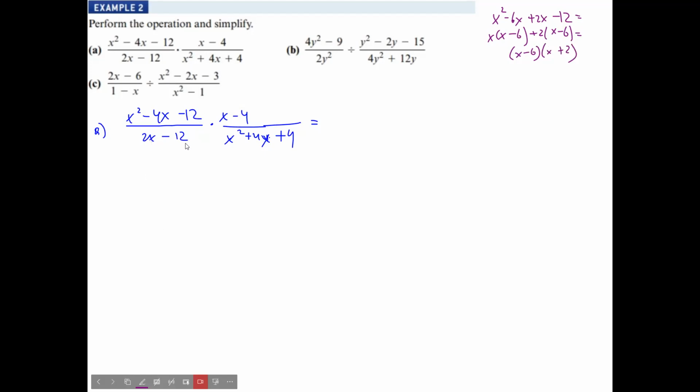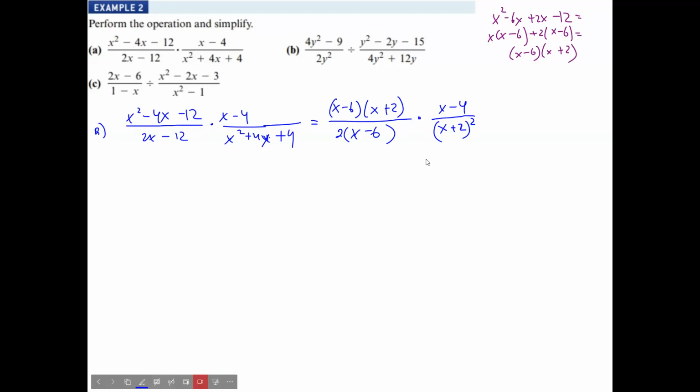Now, what about here? I can take 2 outside, right? This one, 4 is a perfect square. 2 times 2 is 4, so okay. We know what to do now. First fraction changes to (x minus 6)(x plus 2). 2 taking outside, (x minus 6) times (x minus 4). Here I have (x plus 2) squared, right?